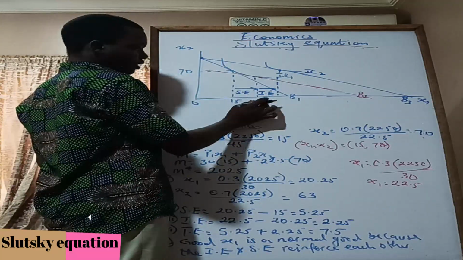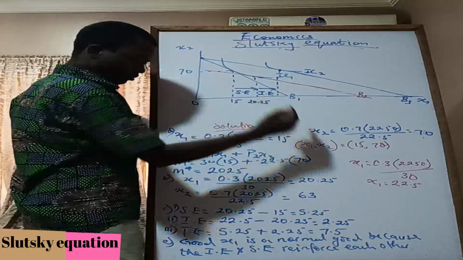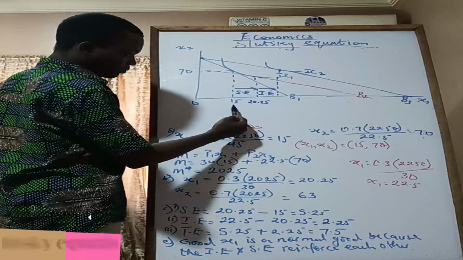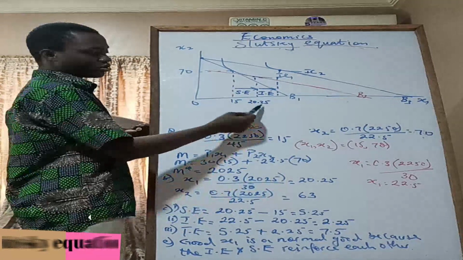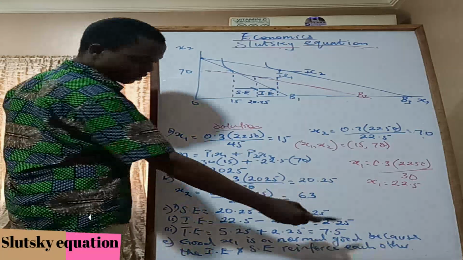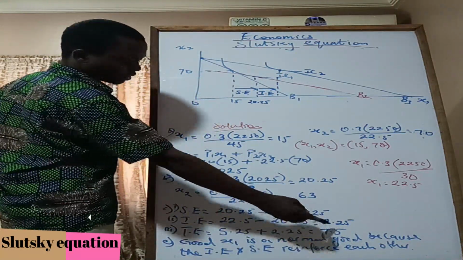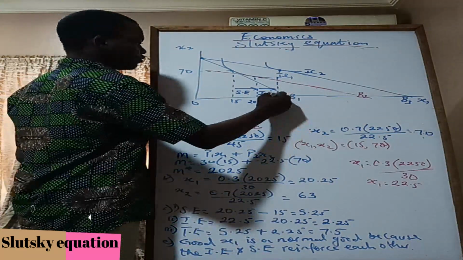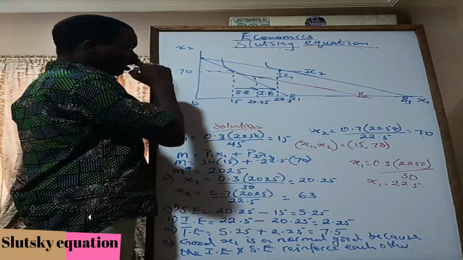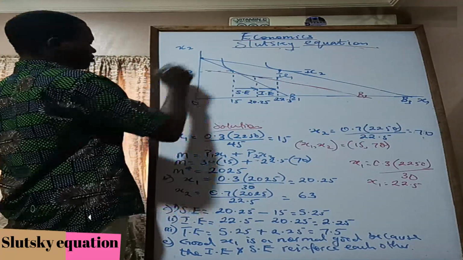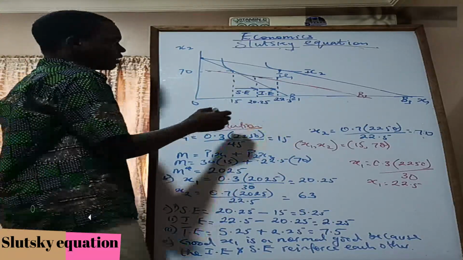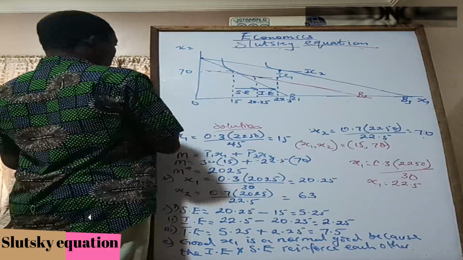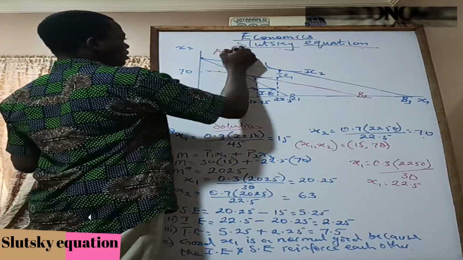And then 20.25. So what value am I going to put here? The substitution effect took you to 20.25. So 20.25 plus the income effect here, 20.25 plus 2.25, that's going to give us 22.5. So I'm going to have 22.5. All right. So what am I leaving out? I don't think I'm leaving out anything.